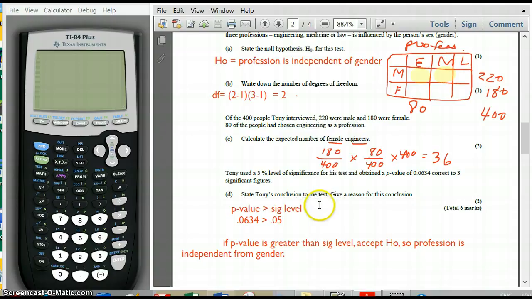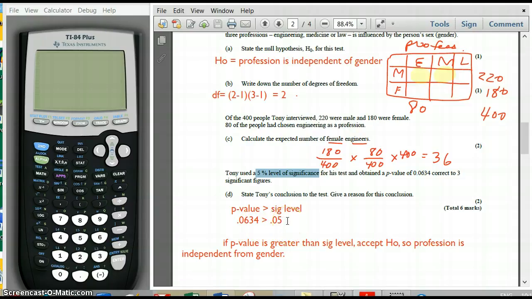We don't actually have the actual distribution in this case, but they do tell us that the p-value obtained during the chi-squared test is 0.0634. 0.0634 is pretty small, but we don't know if it's small enough to prove that the distribution is dependent or not. We need to compare the 0.0634 to 0.05. Why 0.05? Because they said it was going to be a 5% level of significance, and so that would be 0.05. Now, is 0.0634 less than 0.05? No, it's not. It's greater than.